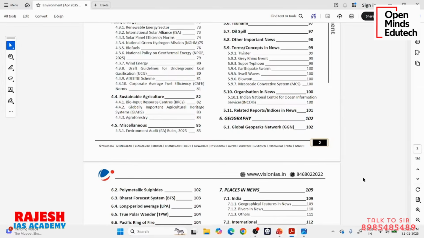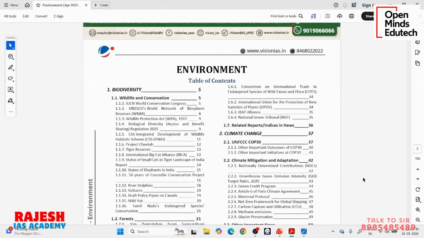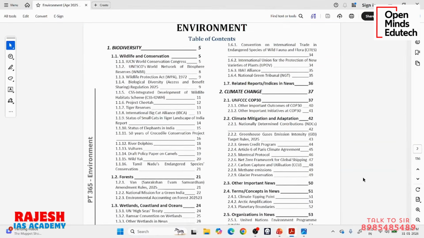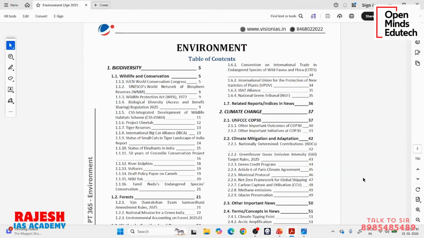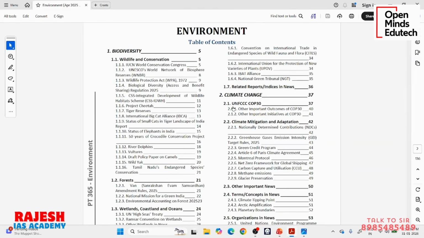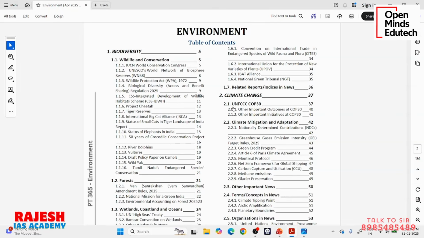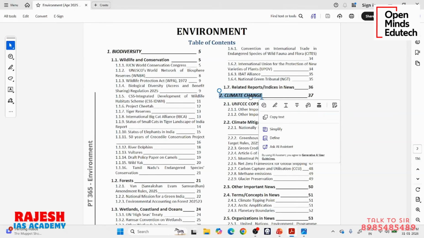So let us see the PDF once to understand its structure. Understanding the structure of this PT365 PDF is very important. As you can see here, this environment PT365 is 136 pages, see here on the right side. It has the biodiversity section as section 1. Then it has climate change, which is section 2.